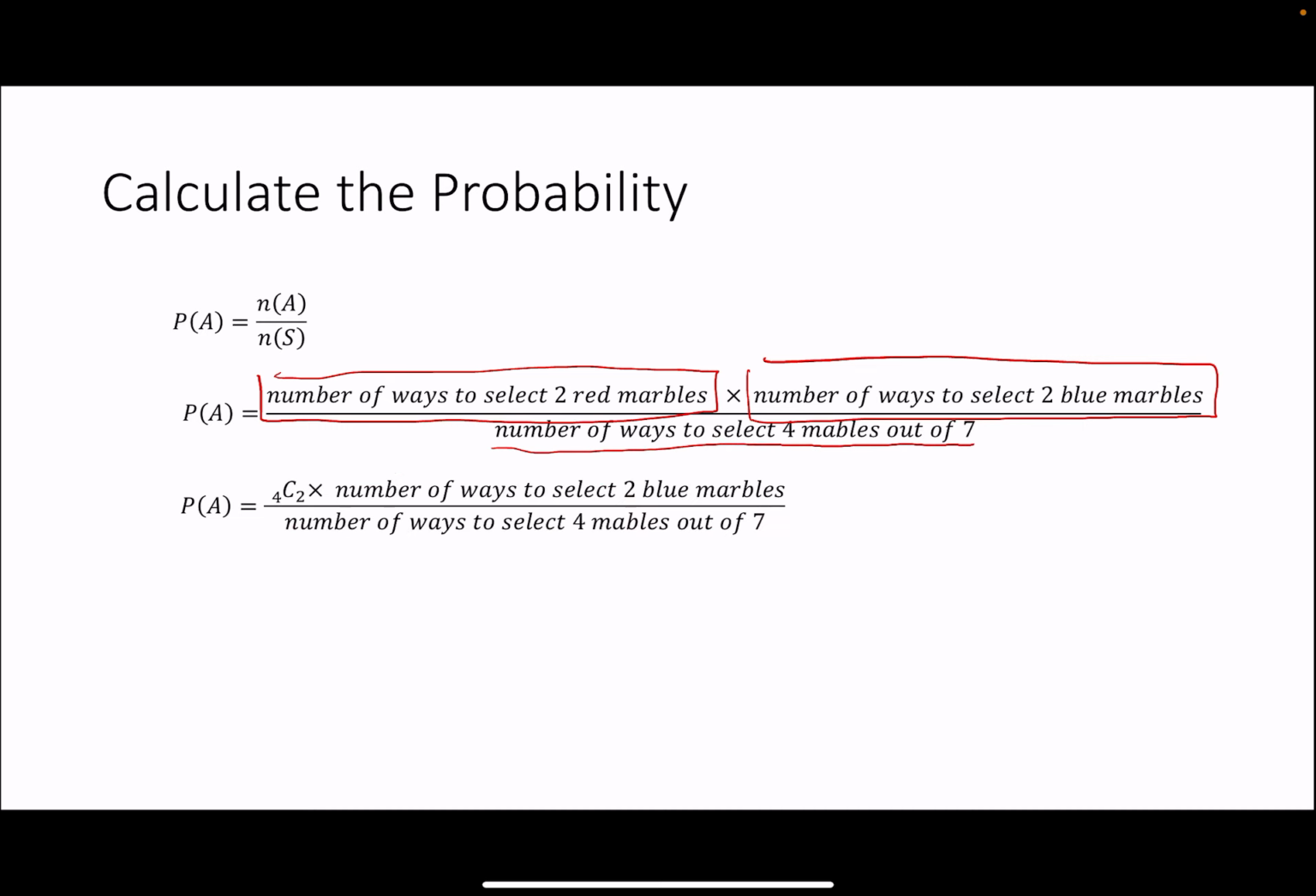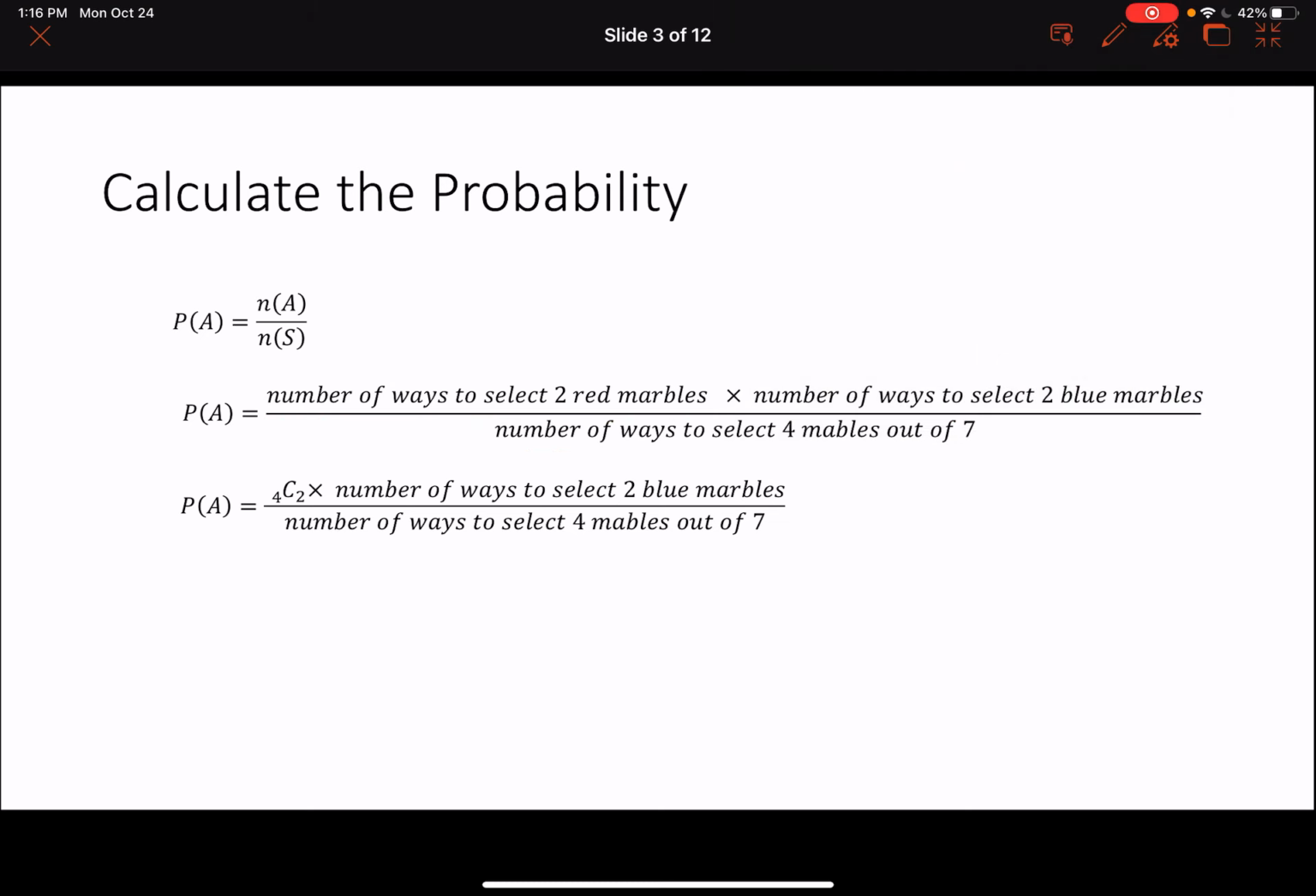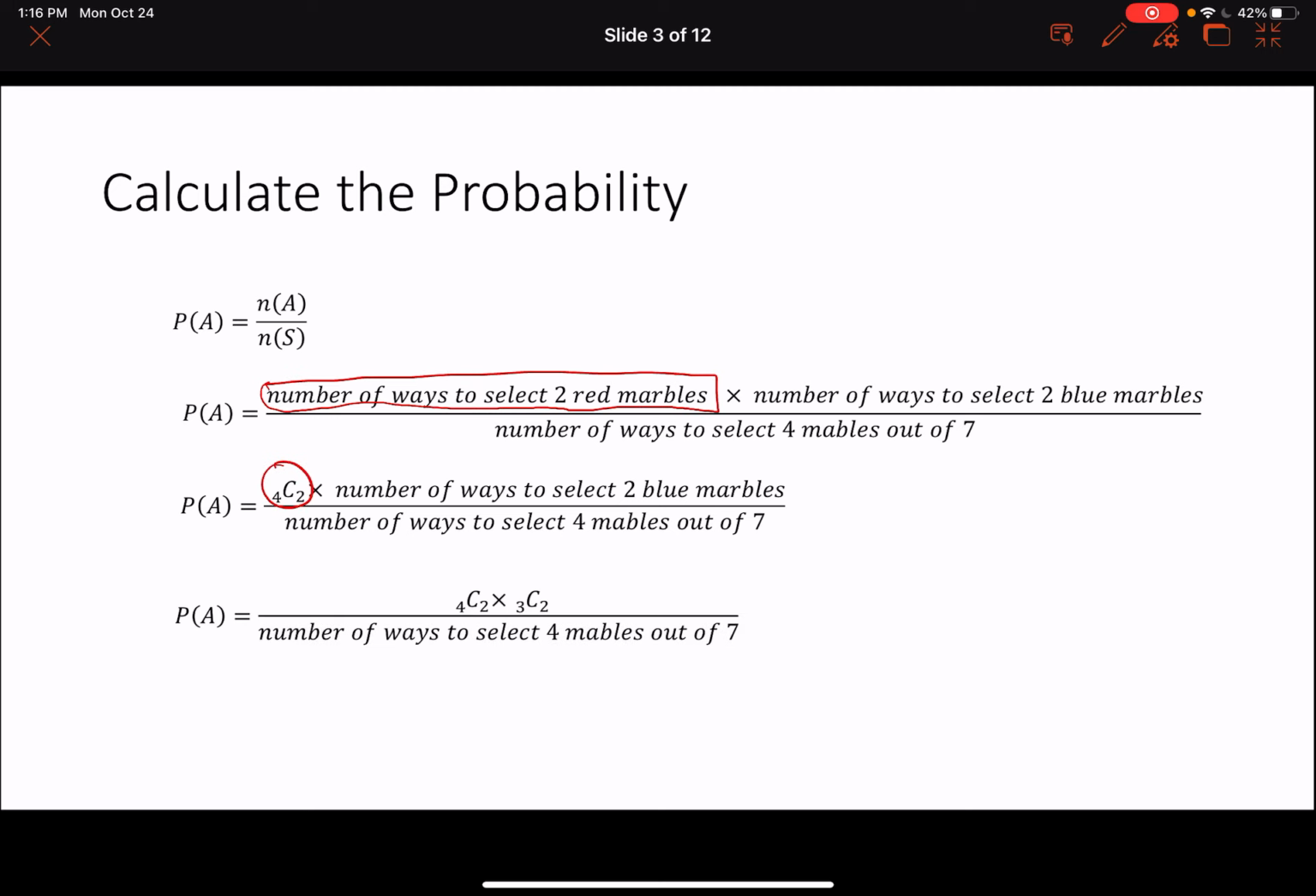And if you look carefully, we see that the number of ways to select 2 red marbles out of 4 is 4 choose 2. The number of ways to select 2 blue marbles out of 3 is 3 choose 2. And finally, the number of ways to select 4 out of 7 is 7 choose 4. And that's how we calculate the probability.